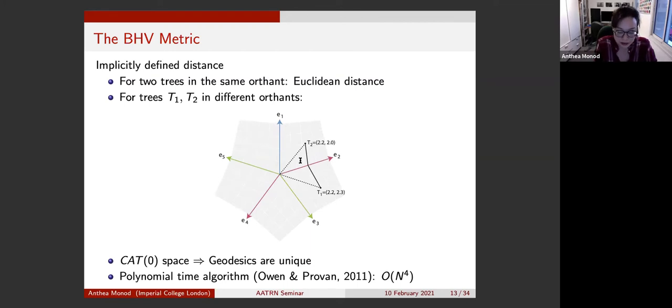So it turns out that one of the main theorems of this BHV paper is that this construction is actually a CAT(0) space, which means that geodesics are unique. And the fastest current algorithm to compute these geodesics is given by Owen and Provan, in polynomial time, with complexity O(n^4). Okay, so this is BHV space, and this is the metric on the space, right?